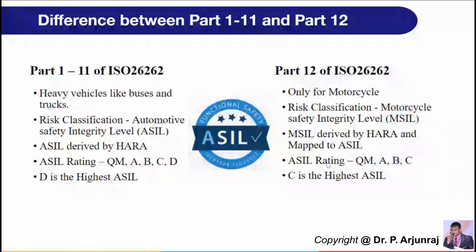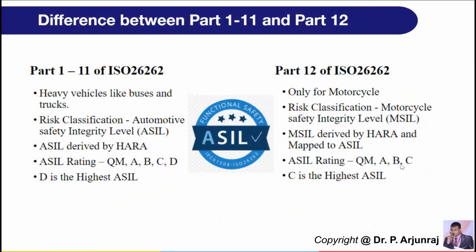So let us see how the mapping is done. So QM A, B, C, D we have for ASIL, but in the case of motorcycle we have quality management A, B, and C, because C is the highest ASIL. Okay, because we don't have many features as in four-wheel applications.